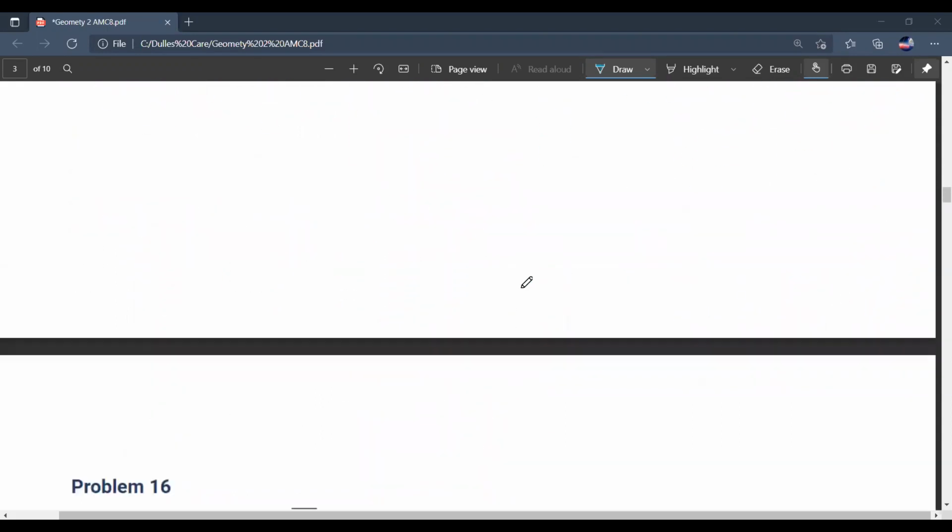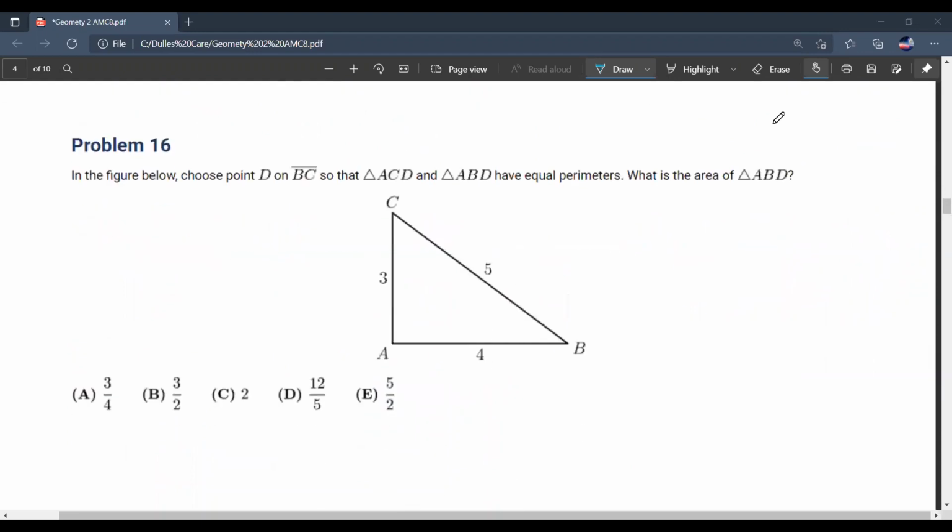So let's move on. Now we have problem 16. Choose D on line BC so that ACD and ABD have equal perimeters. What is the area of ABD?